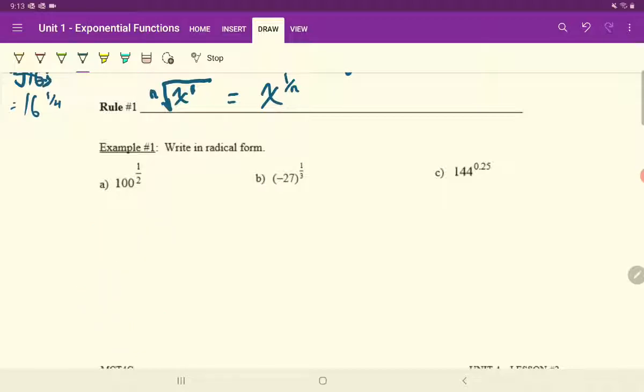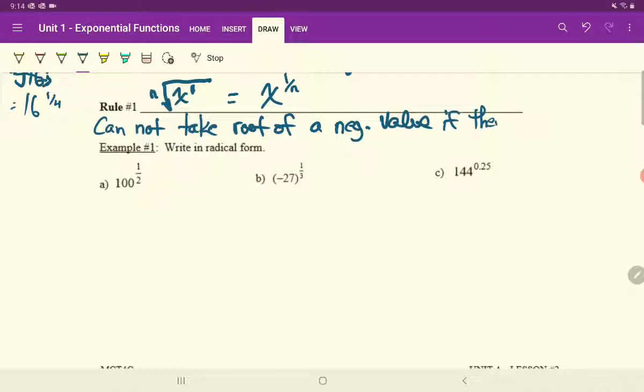Maybe we'll make a little note of it. We can not take the root of a negative value if there is an even root. But oppositely, we can take the root of a negative value if there's an odd root. Numbers like 3, 5, 7, 9, 11, and so on.